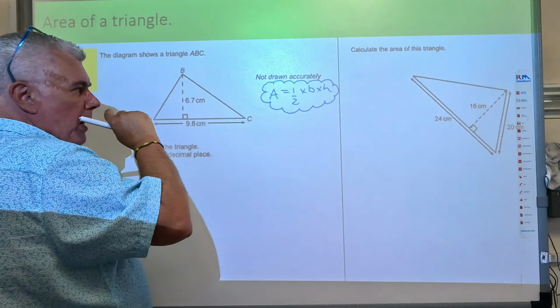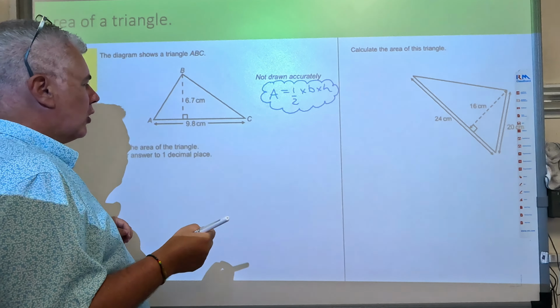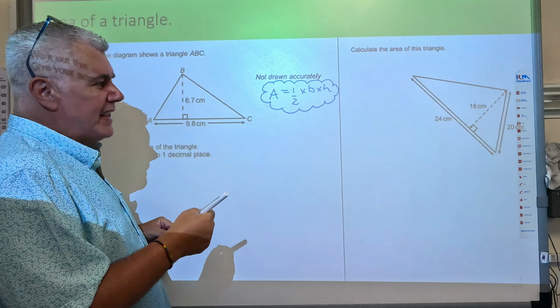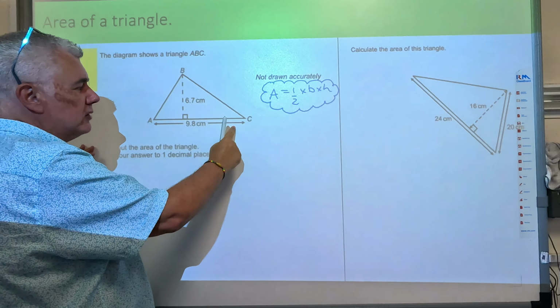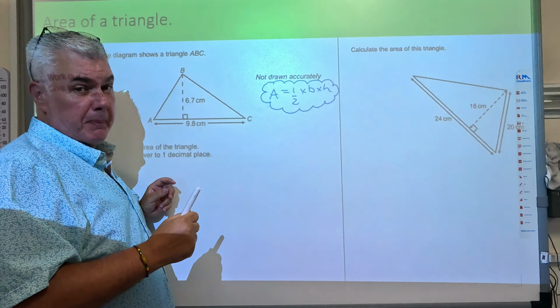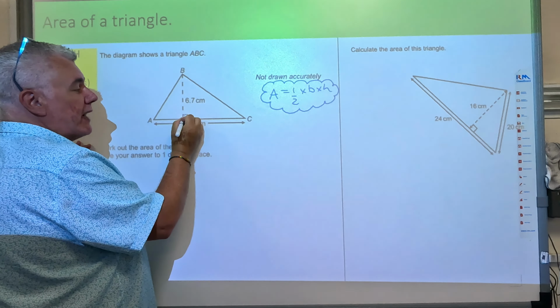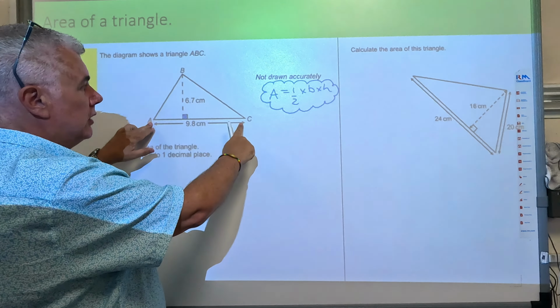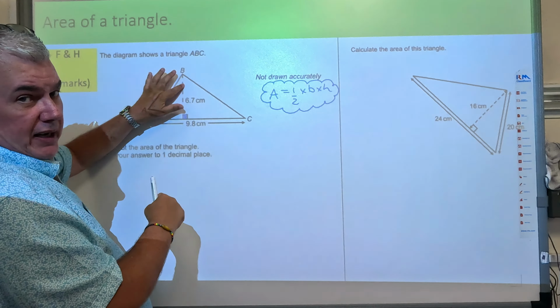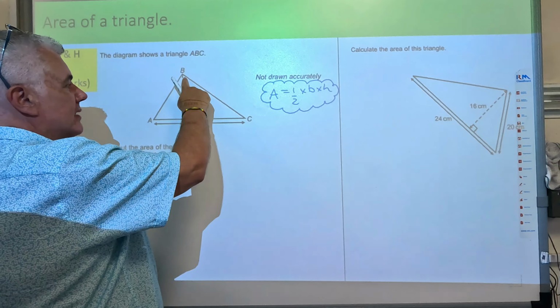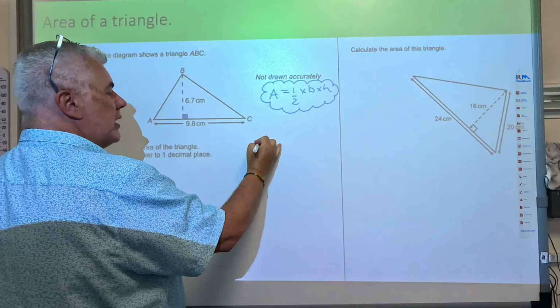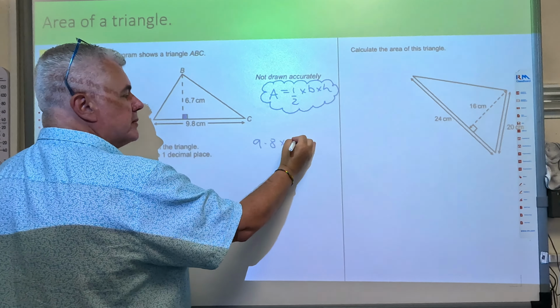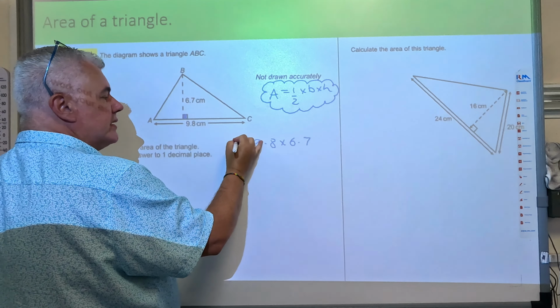When I talk about base and height, we need to be careful though, because a base is any line on our triangle, but the height has to be perpendicular. It's got to be at a right angle. So for this one, I'm going to choose this as my base because I've got a height that goes at right angles. So I'm going to multiply my base times my height, then halve it.